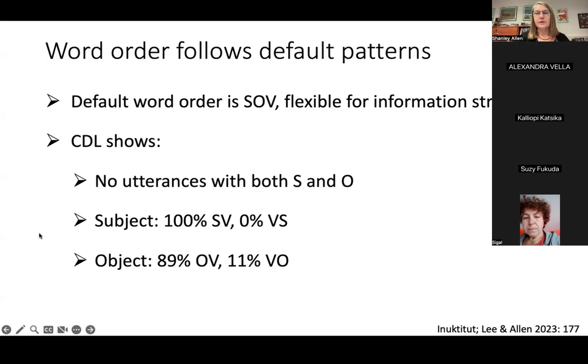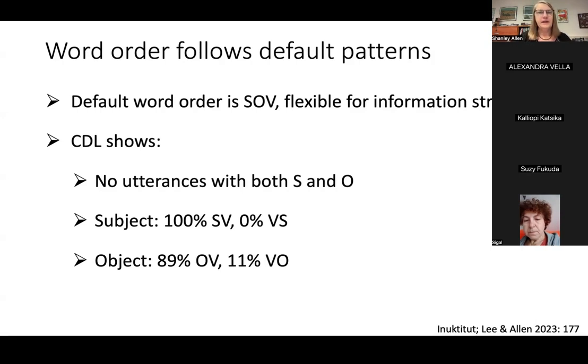But for the utterances where there was a subject, we found that 100% of times in the child-directed language, the subject came before the verb and it never appeared after the verb. In the larger set of data, we did find some instances of it appearing after the verb. And for objects, when the object appeared, it also mostly appeared before the verb, following the default word order and not that often after the verb. And obviously with the subject, there was no developmental pattern. It was the same at every age. And with the object, there was also no clear developmental pattern.